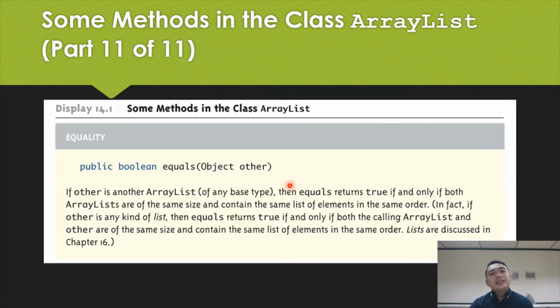So equals, it will return true, of course, if the object is the same with another object. That means you're comparing one array list to another array list. So if the array lists are of the same size and contain the same list of elements in the same order. So kung may kahit isang different order pero the same yung elements, it will still return false.